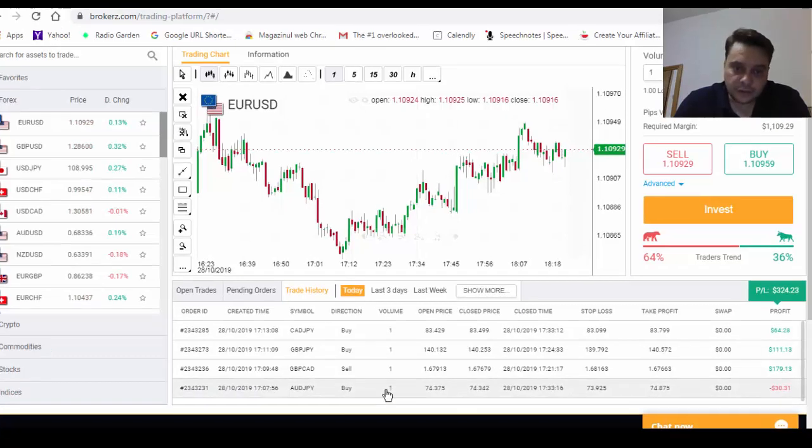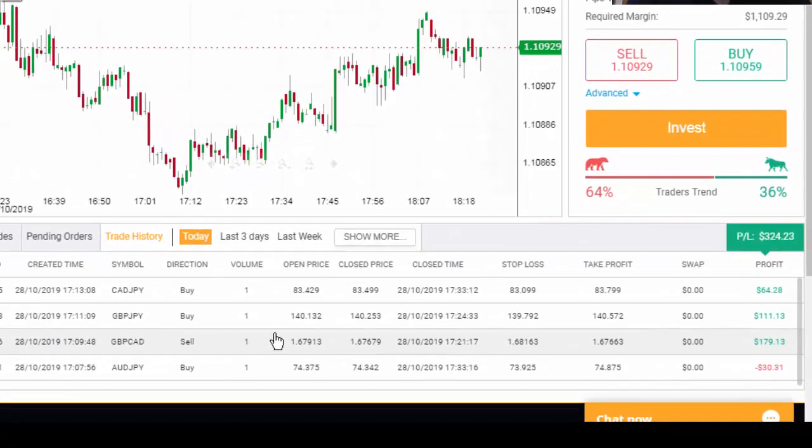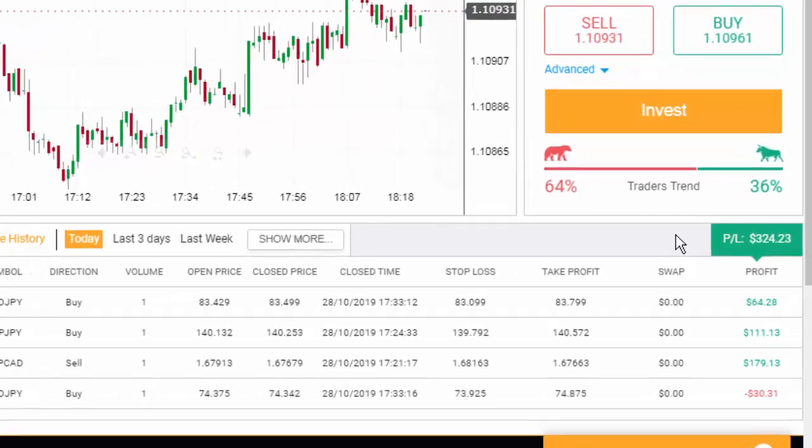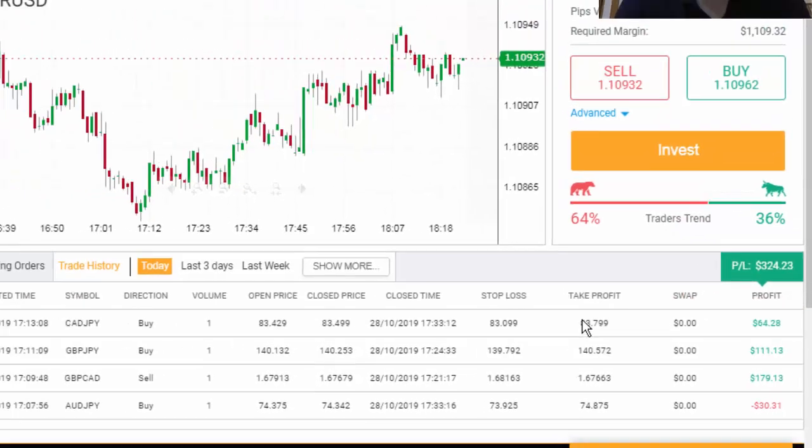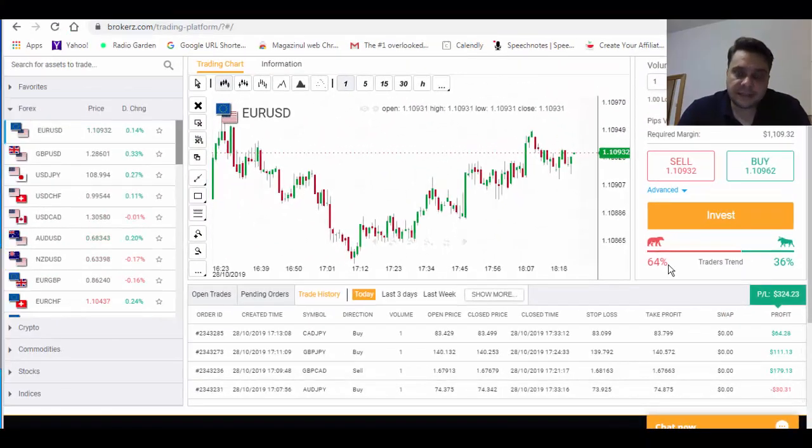I have a total of 4 trades, and as you can see I have a profit of $324.23. From the 4 trades placed, 1 trade is a losing trade and 3 trades are in profit. So we have around an 88% winning ratio. So let's take each trade in turn.